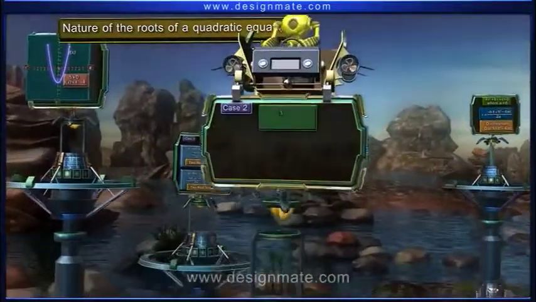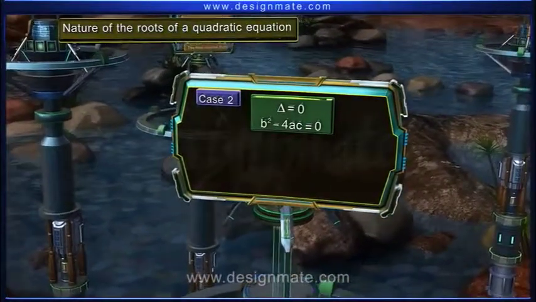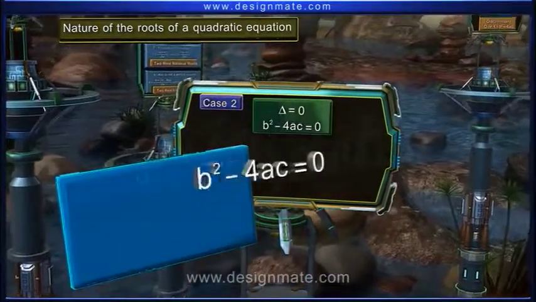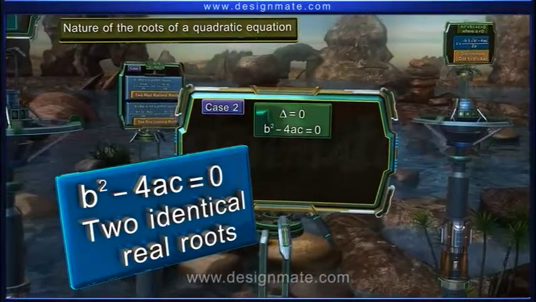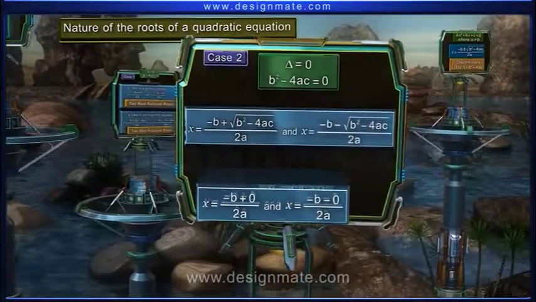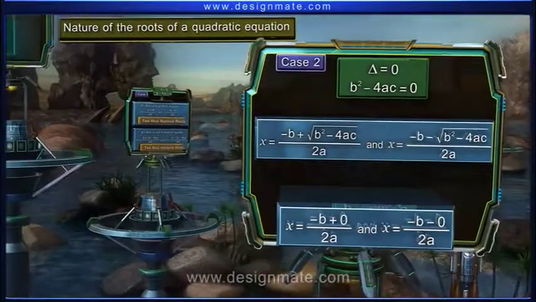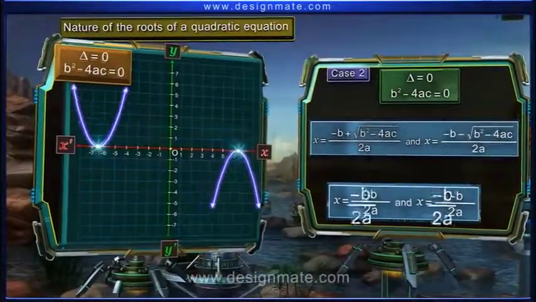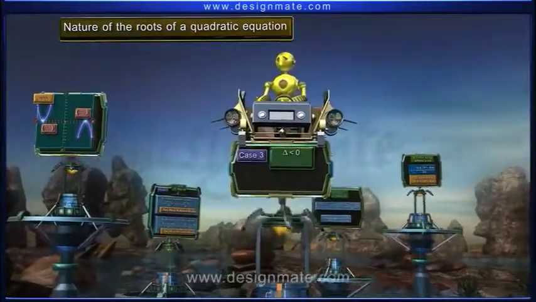Case 2. Delta equals 0, that is, b² - 4ac = 0. Since the square root of 0 is 0, the quadratic equation has only one root, or in other words, we can say that both the roots are identical. That is, x = (-b + 0) / 2a and x = (-b - 0) / 2a. In this case, the parabola will intersect the x-axis at only one point, (-b / 2a, 0).